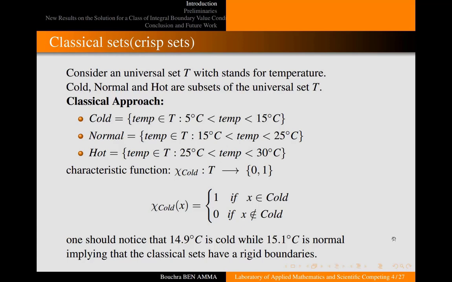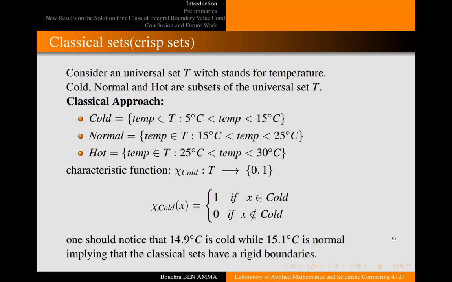The characteristic function of one of these subsets, for example subset cold, is equal to 1 if a temperature is in subset cold, and 0 if a temperature is not in subset cold. One should notice that 14.9 degrees centigrade is cold, while 15.1 degrees centigrade is normal. Because of that, the classical set has rigid boundaries. Because of this rigidity, the expression of the data becomes very difficult, because for us it feels very easy: 14.9 is cold while 15.1 is normal. That is bizarre, to have such an approach to categorize values.